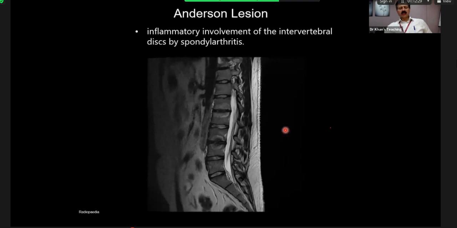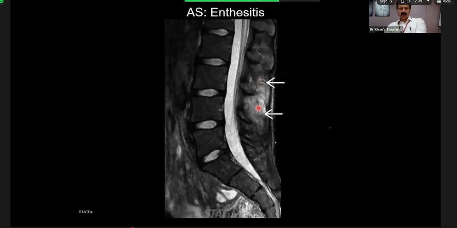And just to complete, there is a lesion we call Andersson lesion, which is similar to Romanus lesion, but it involves the intervertebral disc. So the inflammation is at the end plate, and this lesion is known as Andersson's lesion. Same concept. And another example of posterior element high signal.